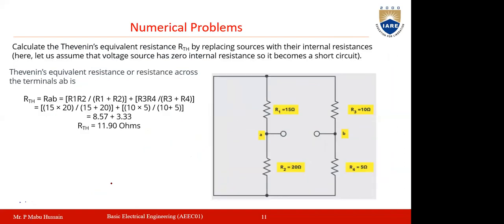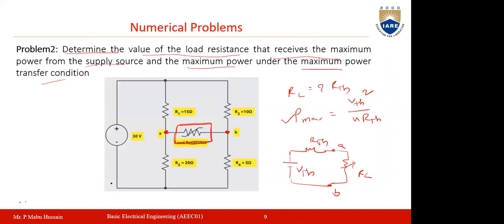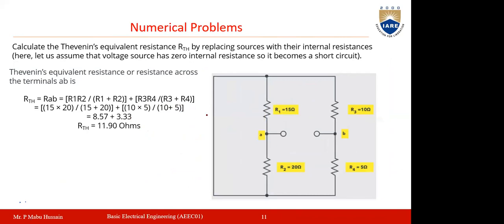So next, after determining the V Thevenin, you need to find out the R Thevenin. While finding the R Thevenin value, if there are any voltage sources in the circuit, then those have to be replaced by short circuit. If there are any current sources, those have to be replaced with open circuit. Here in the problem, you have one voltage source, so this voltage source will be replaced with a short circuit.